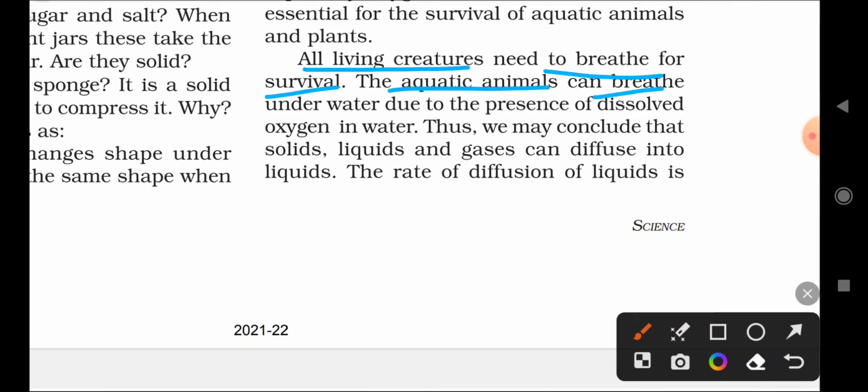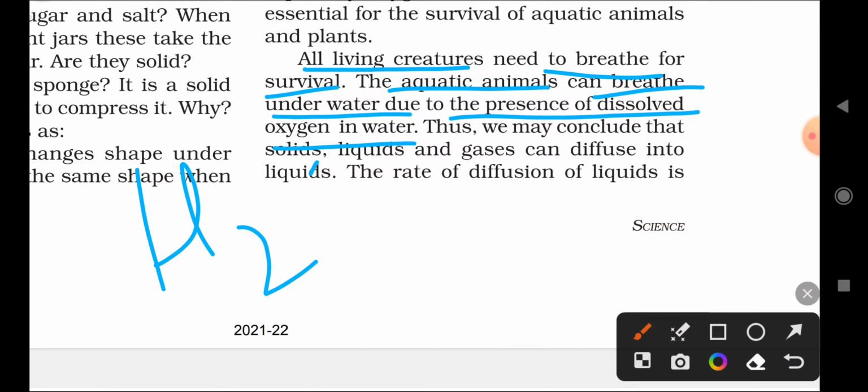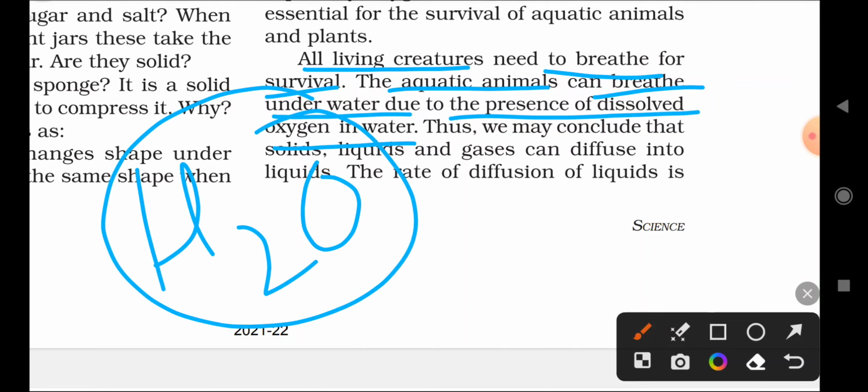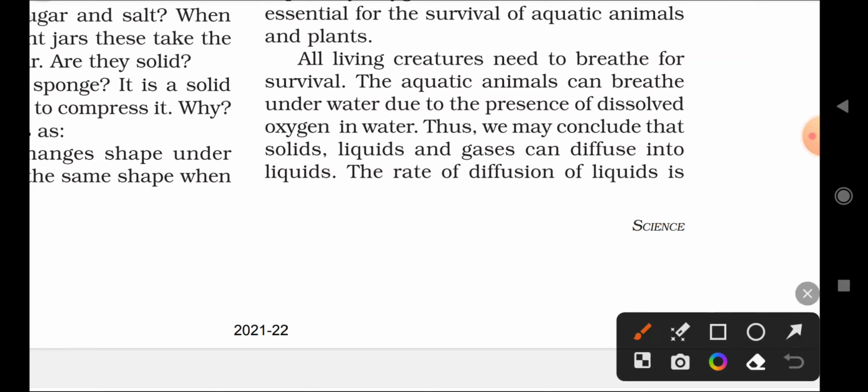Aquatic animals can breathe underwater due to the presence of dissolved oxygen in water. We take oxygen from the atmosphere, since Earth's atmosphere contains oxygen, so we can easily breathe from it. But aquatic animals take the oxygen from water, whose chemical formula is H2O. Thus we may conclude that solid, liquid and gas can diffuse into liquids. Here, diffusing means we can interchange one form into another.